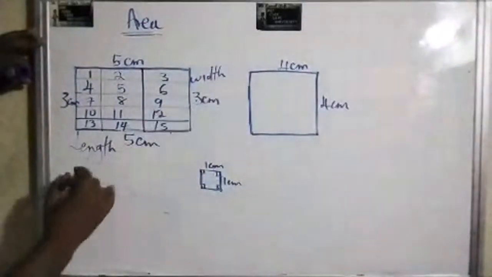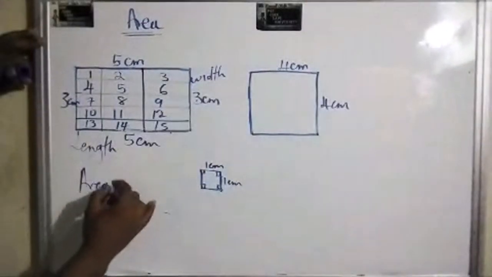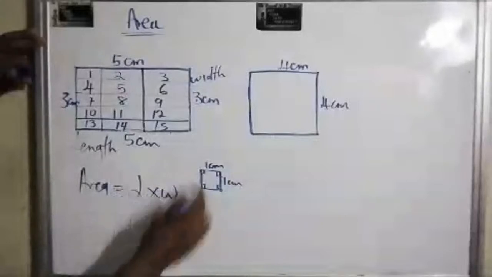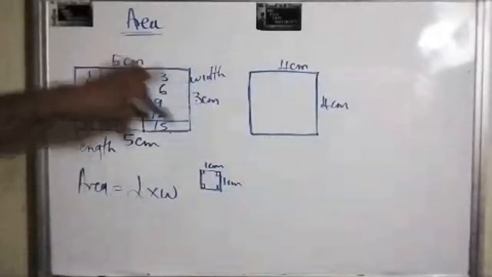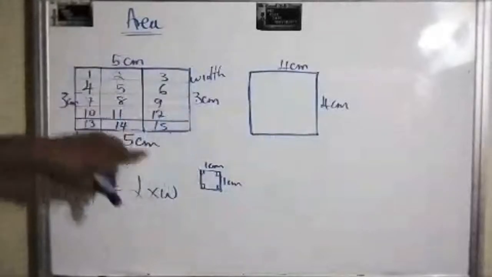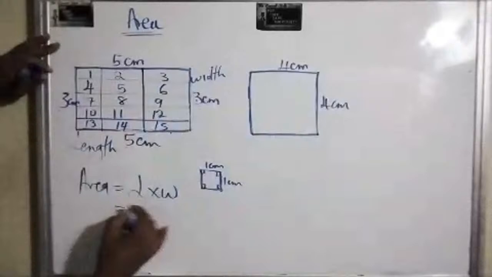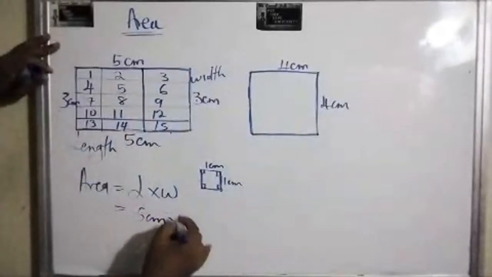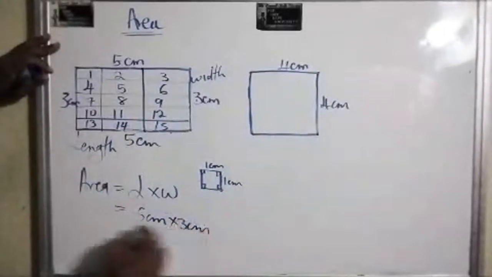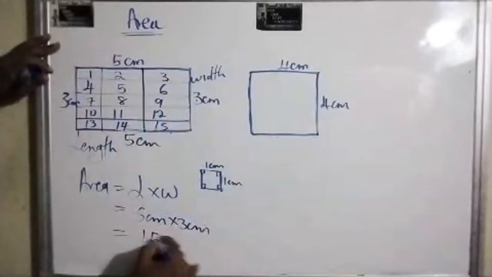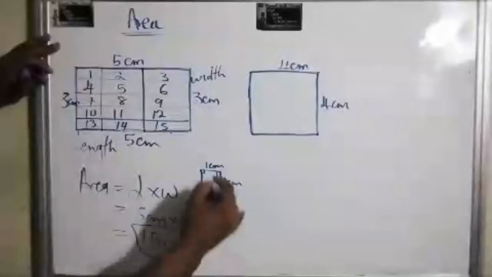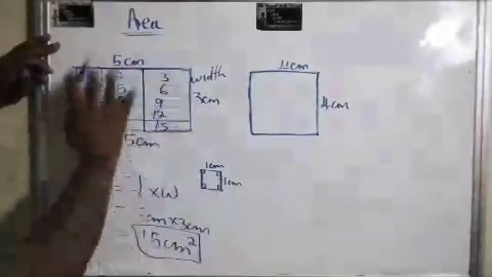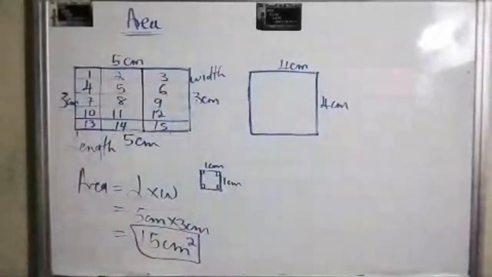So the formula for the area of a rectangle is length times width. Because if we multiply 5 times 3, we get the same thing as this, right? So it will be 5 centimeters times 3 centimeters, and that is equal to 15 centimeters squared. What it means is it will take 15 of these to cover this surface of a 5 by 3.